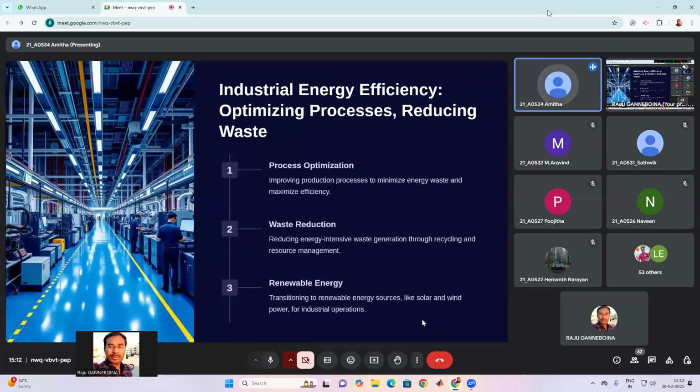Next, renewable energy. Industries can transition to renewable energy sources like solar and wind or bioenergy to power operations. Installing these solar panels can help reduce dependence on fossil fuels and cut the greenhouse gas emissions.